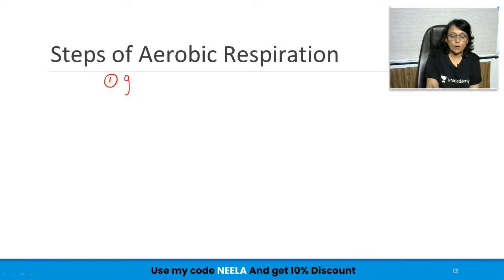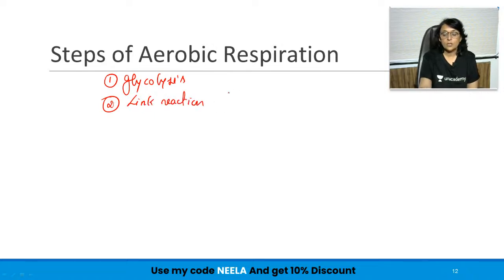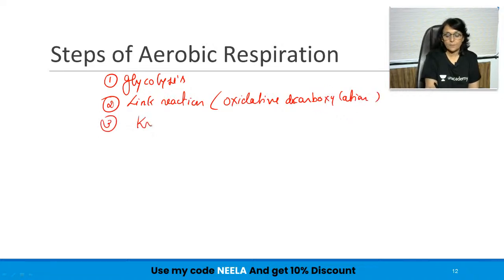We have talked of glycolysis in detail. Then we have talked of a link reaction, which is also known as oxidative decarboxylation. The third step is Krebs cycle.